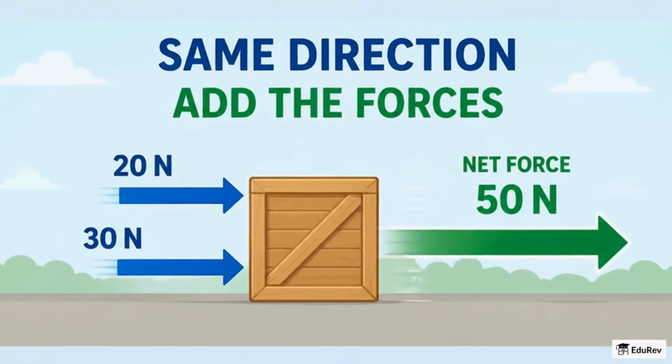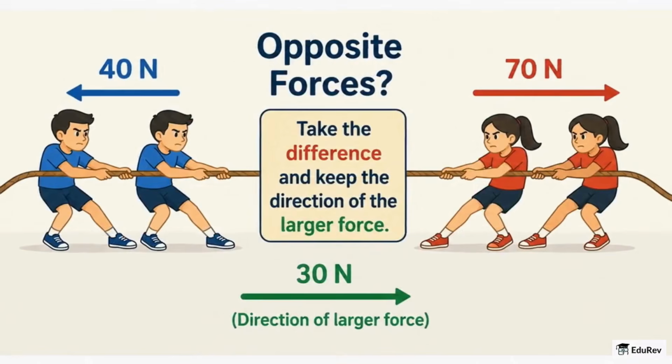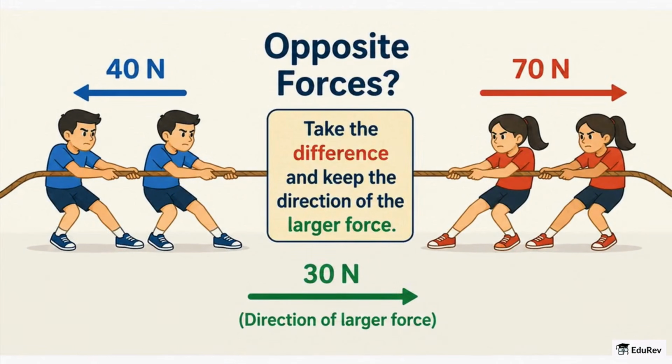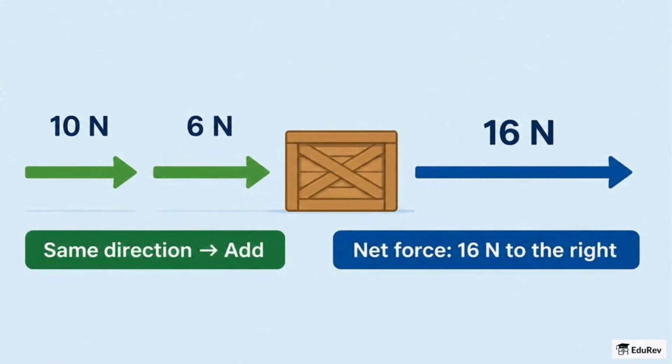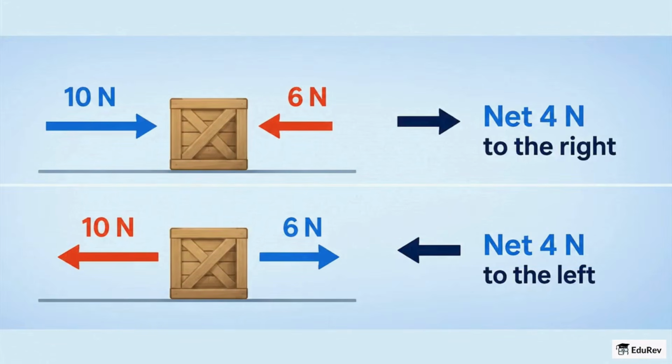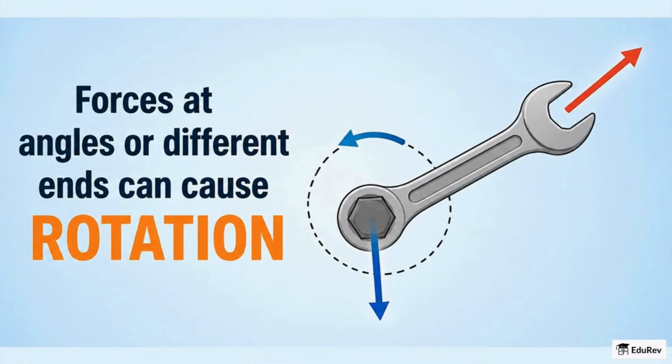If two forces act in the same direction, add them to find the net force. If they act in opposite directions, take the difference and keep the direction of the larger force. For example, two forces of 10N and 6N acting to the right give a net force of 16N to the right. If 10N right and 6N left act, the net force is 4N to the right, and if reversed, it is 4N to the left. Sometimes forces act at angles or at different ends of an object and may cause rotation instead of straight motion.